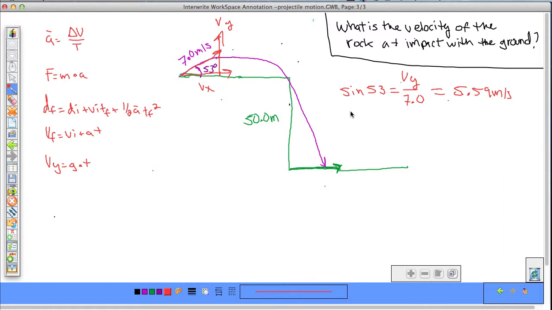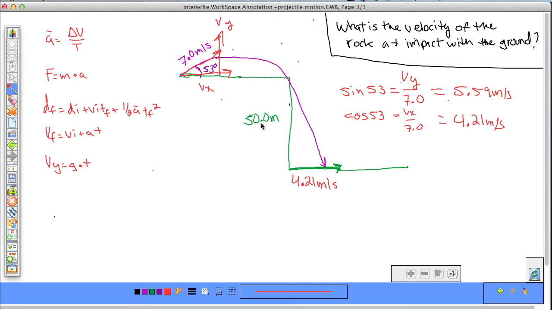Now let's look at the velocity in the x direction. Well, that's going to be the cosine of 53. The cosine of the angle theta equals the adjacent over the hypotenuse. So this is going to be the adjacent over 7.0. That one's going to be 4.21 meters per second. Now, we know since the horizontal velocity is not affected by anything, that's what this vector is going to be right here. So we have this 4.21, and we've got one part of our triangle down here.